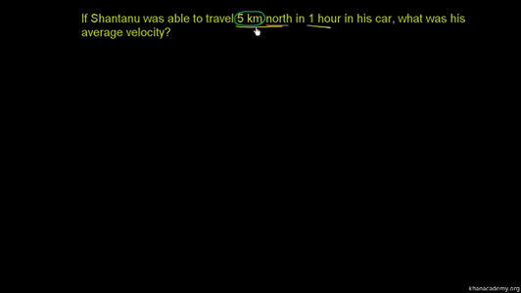So he moved a distance of 5 kilometers. Distance is the scalar, but if you give the direction too, you get the displacement. So this right here is a vector quantity. He was displaced 5 kilometers to the north. And he did it in 1 hour in his car. What was his average velocity?